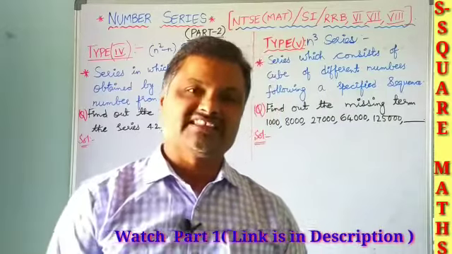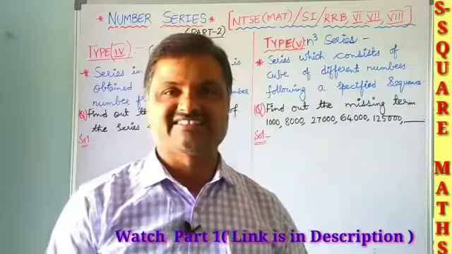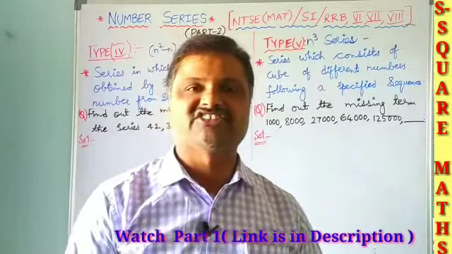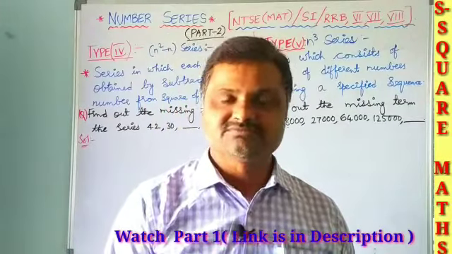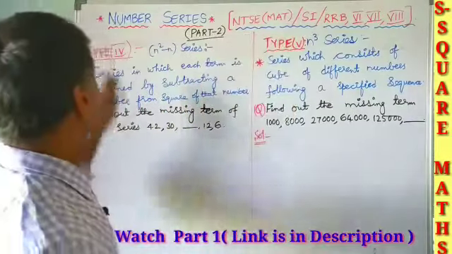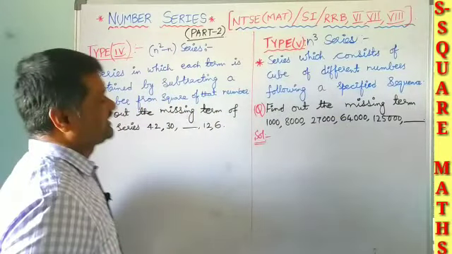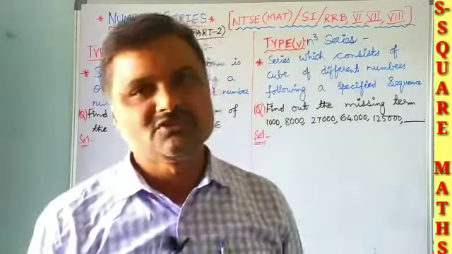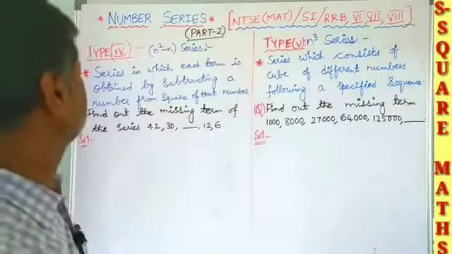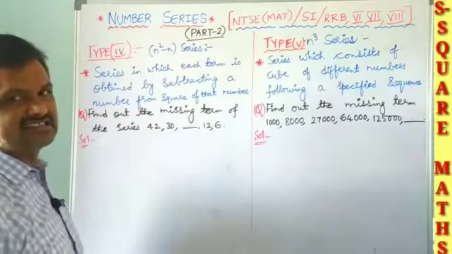So number series part 1 has been discussed in the previous video. You can find it in the description. Now part 2, number series part 2, type 4. Yesterday we discussed 3 types. Now the 4th type we are going to discuss, n square minus n series.